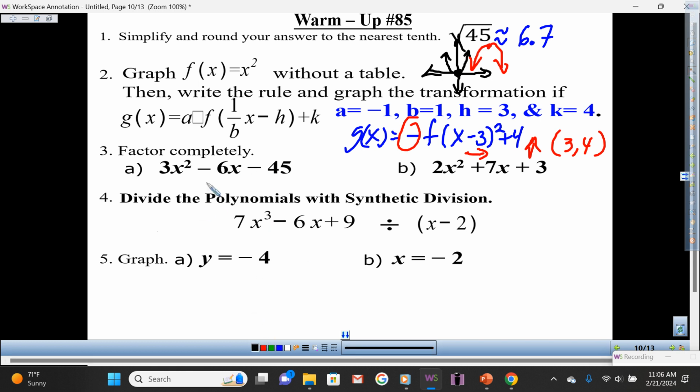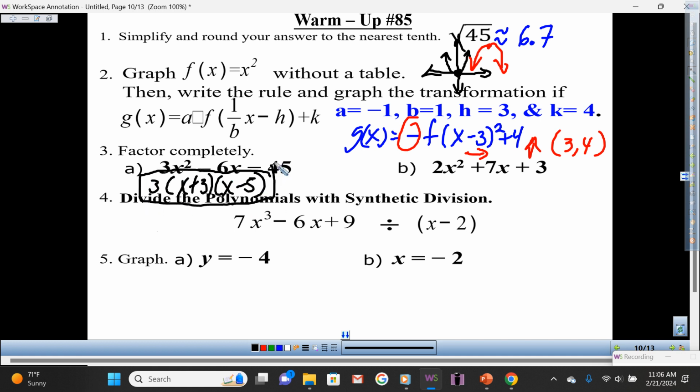Factor completely. Show your neighbor what you got for this one, and then we'll have Anthony D pass someone. All right, pass someone, Anthony. And x what? 3 times x plus 3 times x minus 5. Hands if you got that. That is correct.